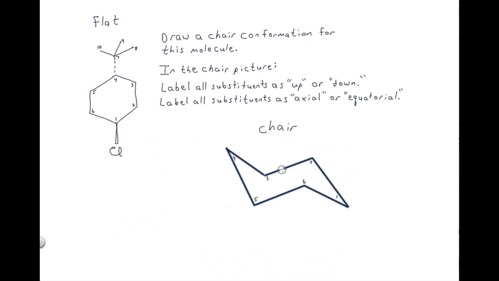Now I'm going to draw the extra bonds on each of the atoms in the chair. Now I'm going to label each of these bonds as pointing up or down. Each U indicates a bond that's pointing up, and each lowercase d indicates a bond that's pointing down.